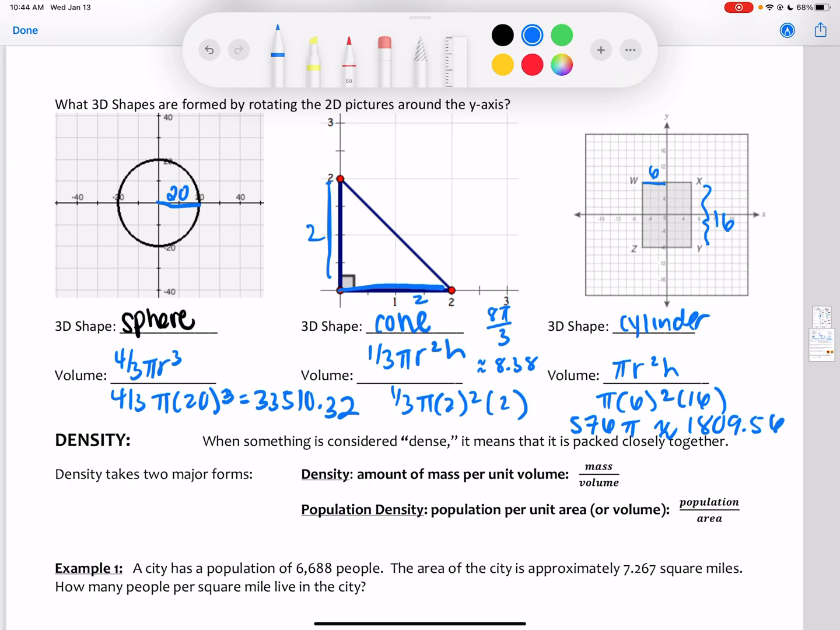And just remember to include units. In this case, they didn't give you any units, but make sure that you do include those if there are units given.